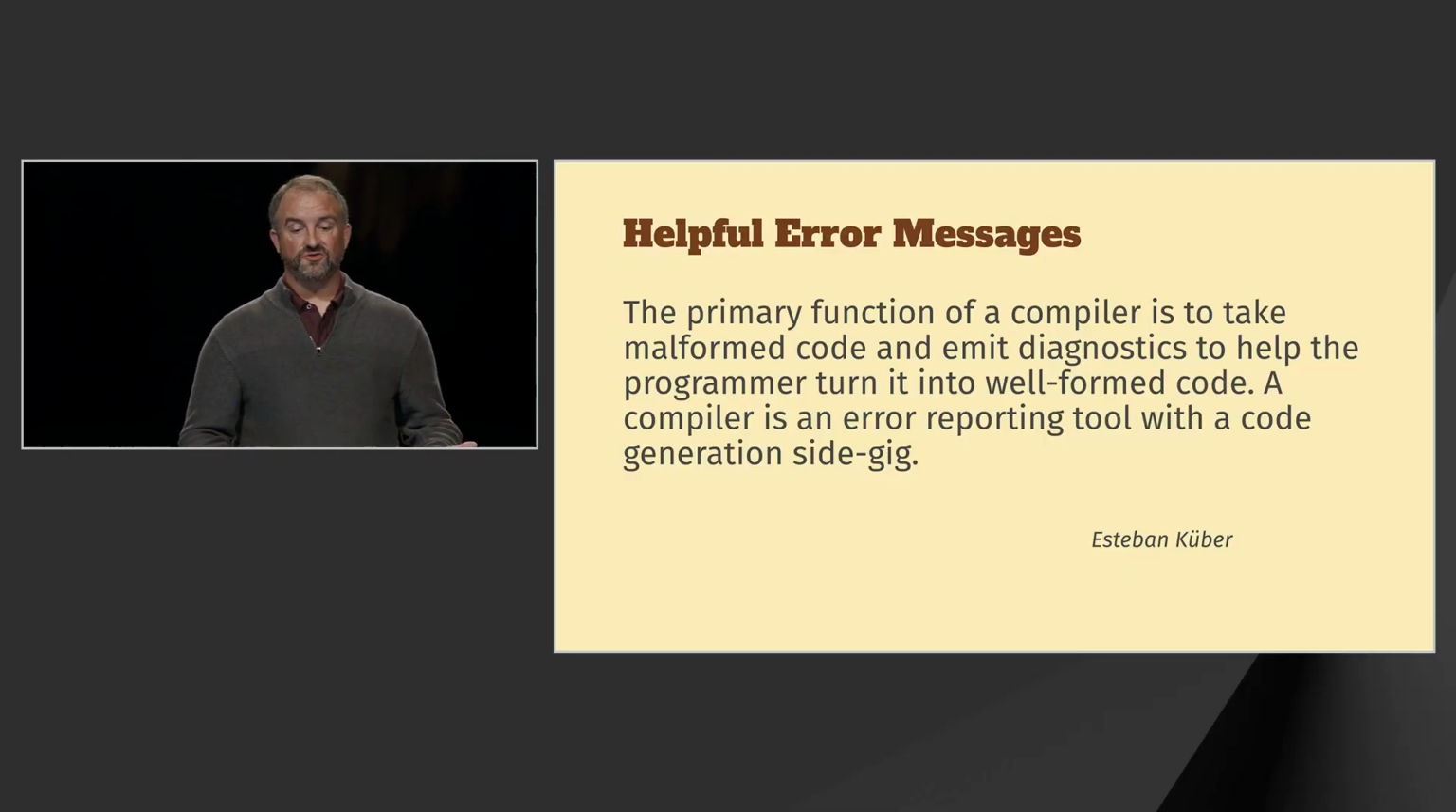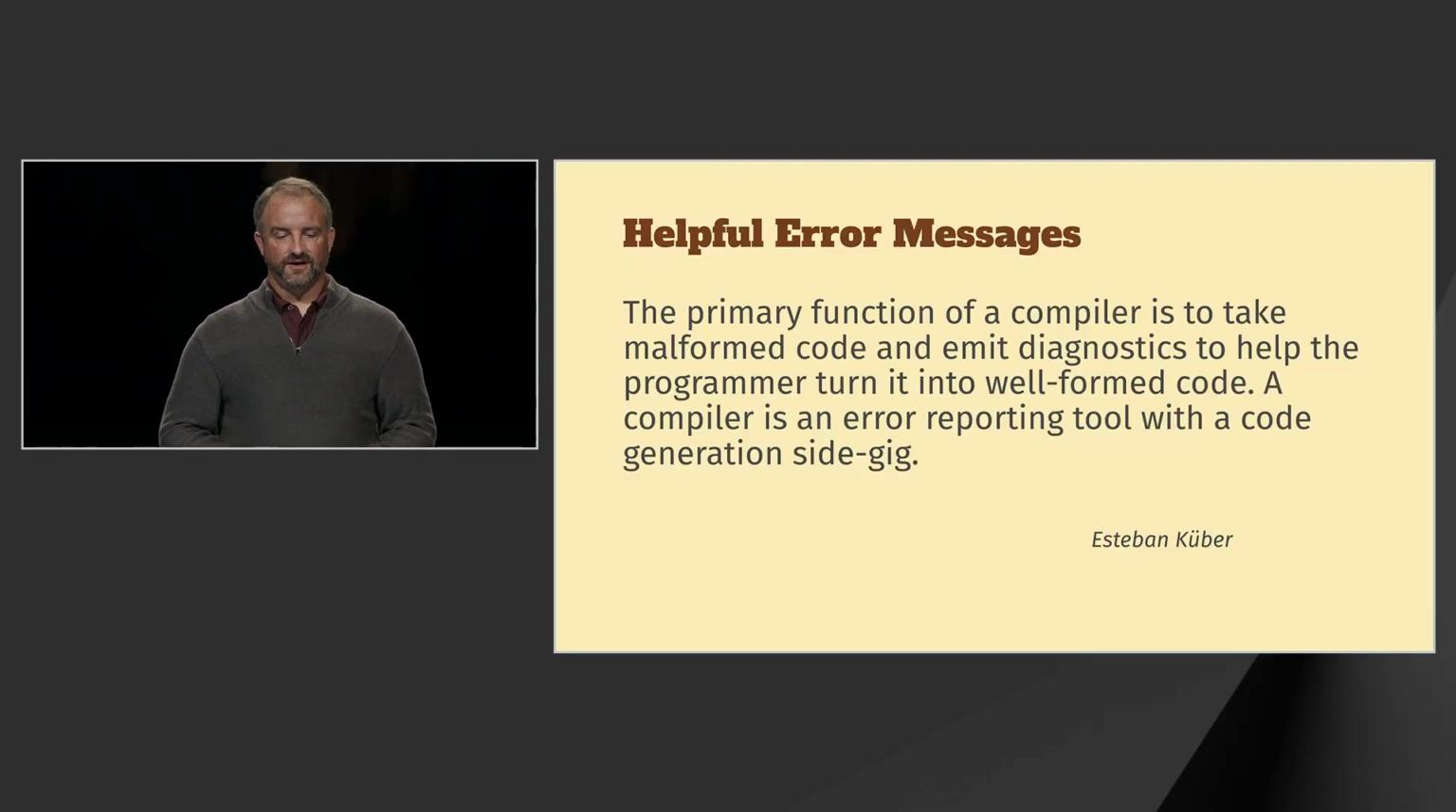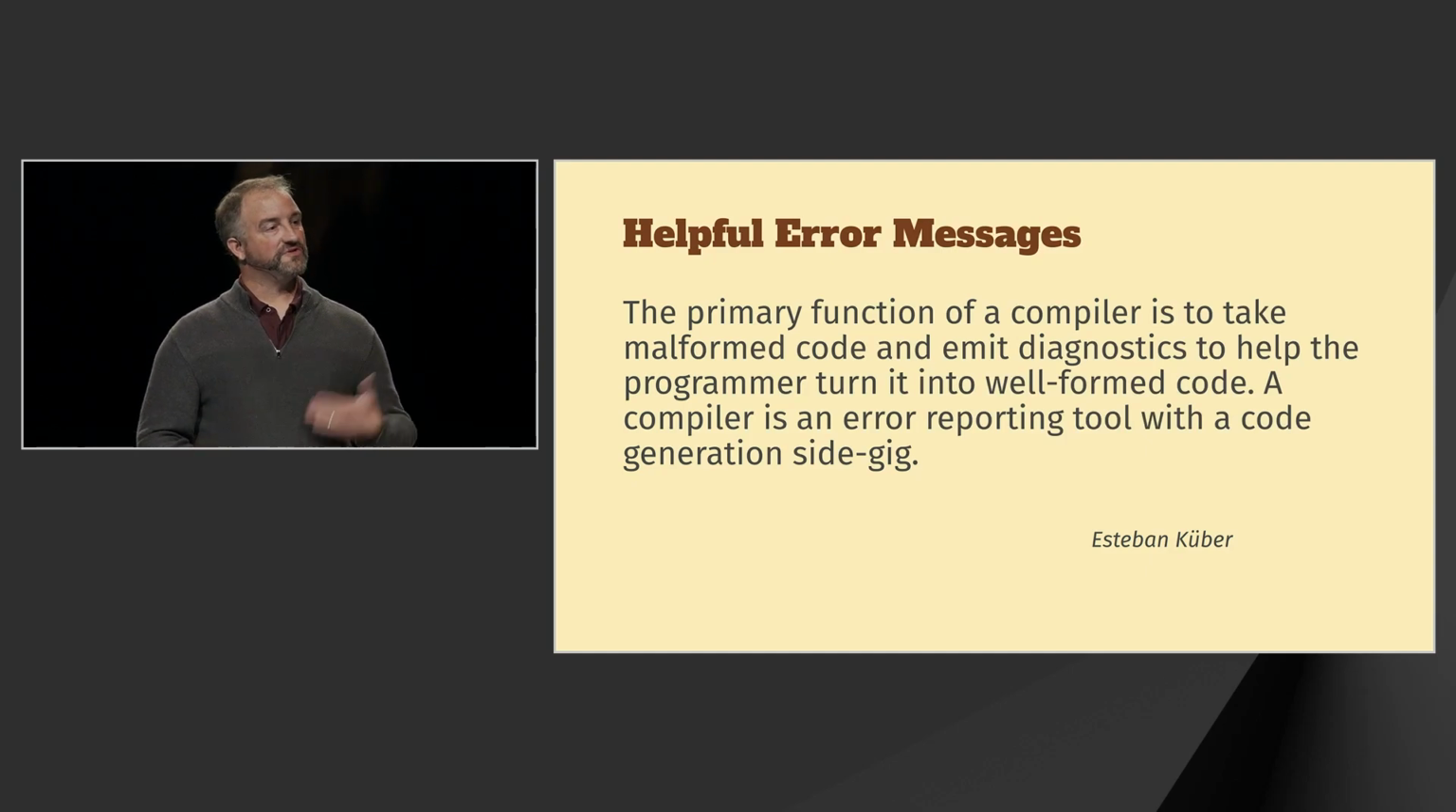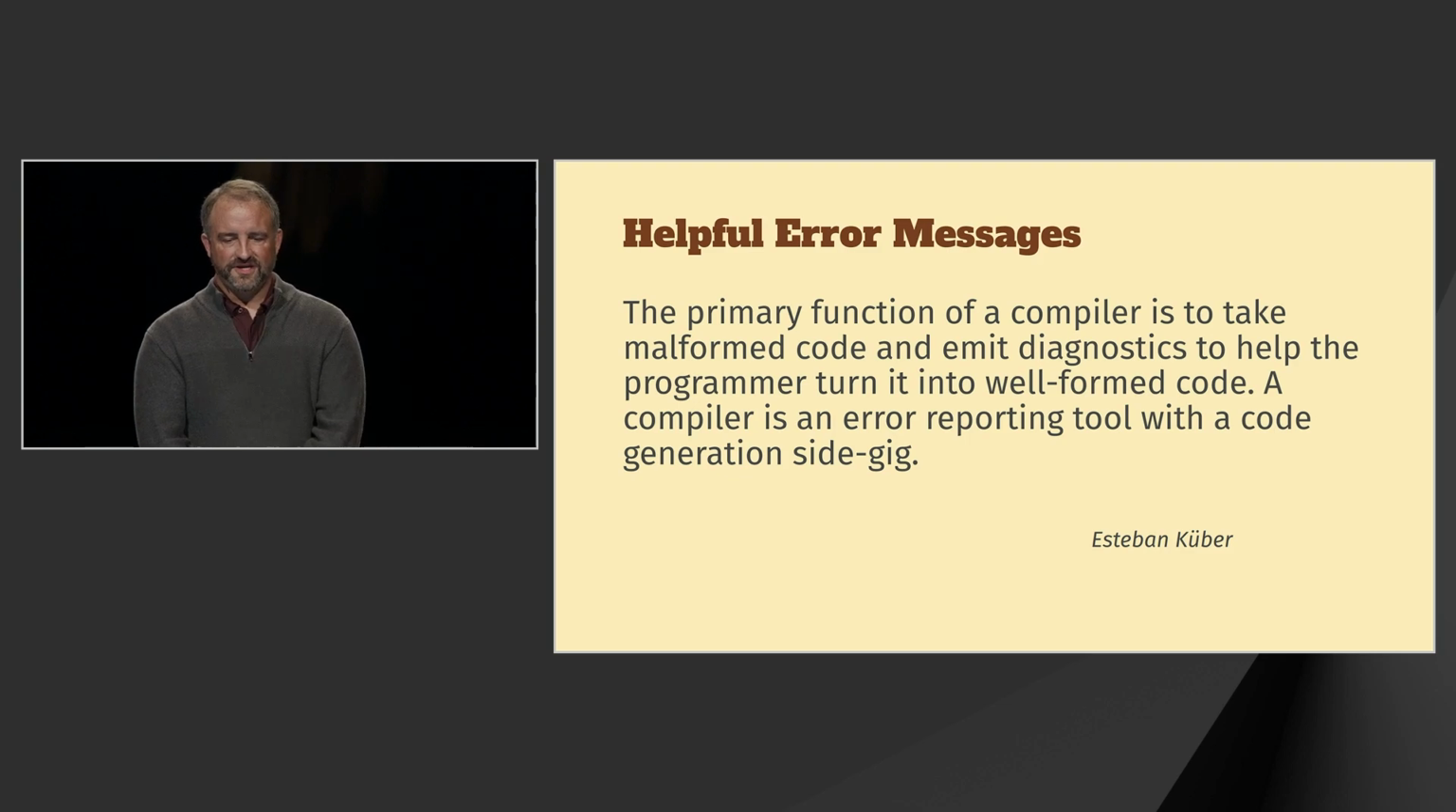Part of this excellent tooling idea is to have helpful error messages. We saw an example of that earlier, of the kinds of error messages that Rust gives. And I like this quote a lot here from Esteban Couver, who has really driven a lot of the work around diagnostics and error reporting in Rust. He says the primary function of a compiler is to take malformed code and emit diagnostics to help the programmer turn it into well-formed code. A compiler is an error reporting tool with a code generation side gig.